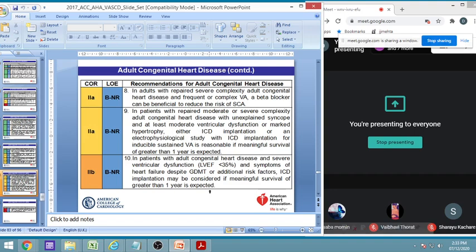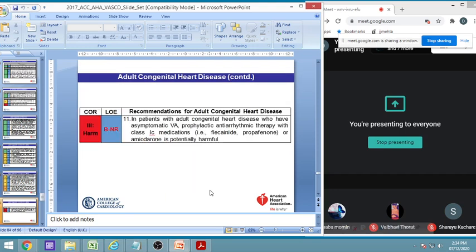Beta blocker can be added, or other drugs can be added, which should be helpful. Then ICD is again the best treatment. In a patient with adult congenital heart disease, severe ventricular dysfunction, left ventricular ejection fraction less than 35%, and symptoms of heart failure despite guideline-directed therapy, ICD implantation should be done.